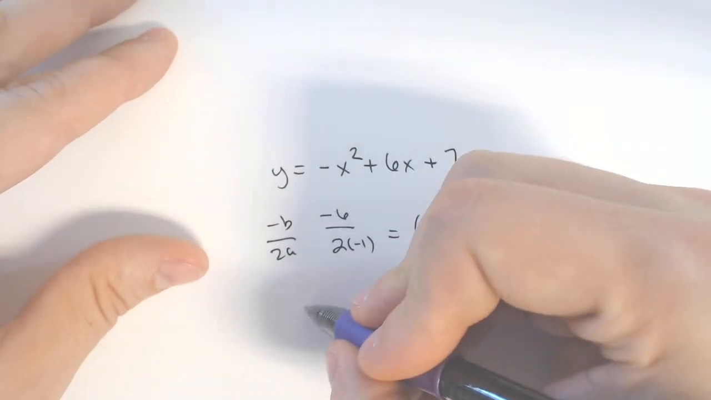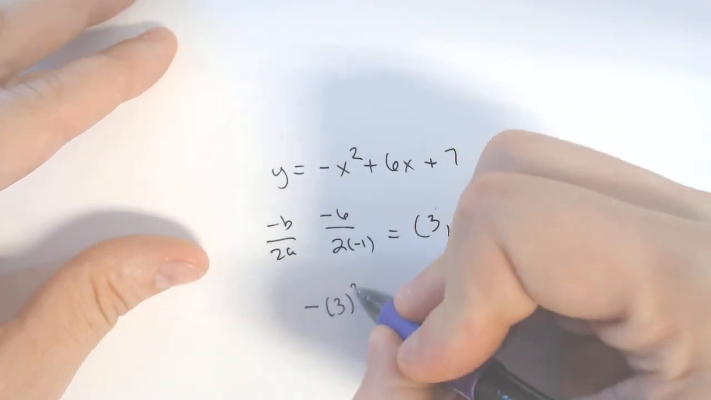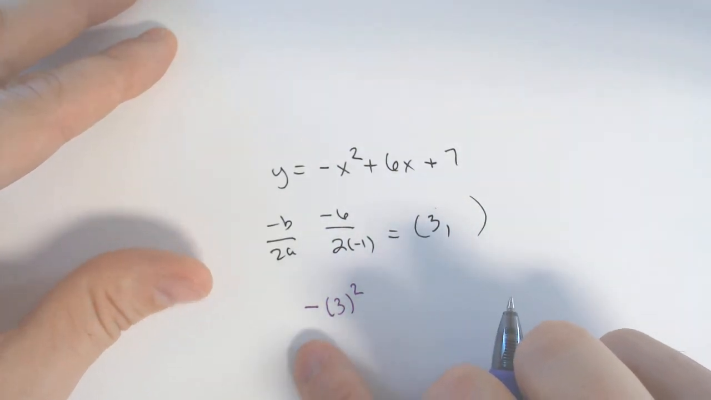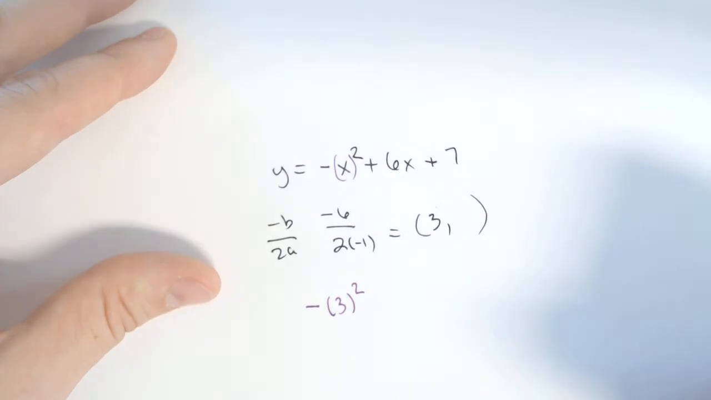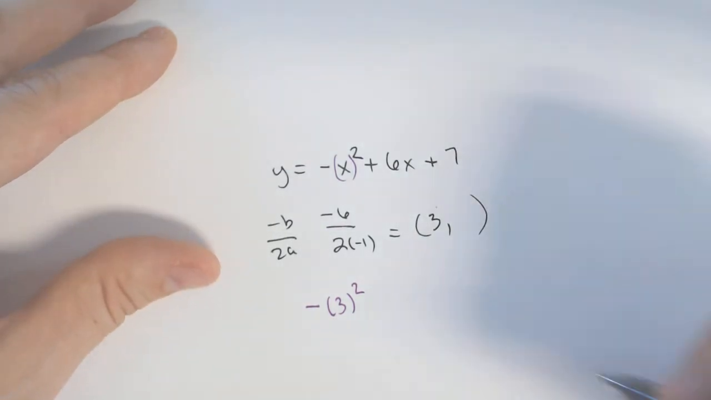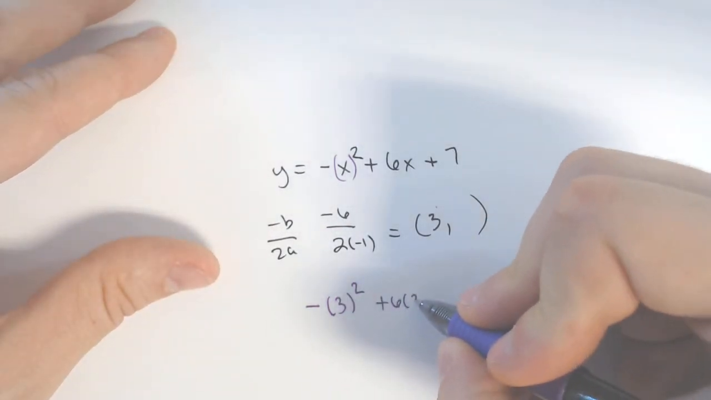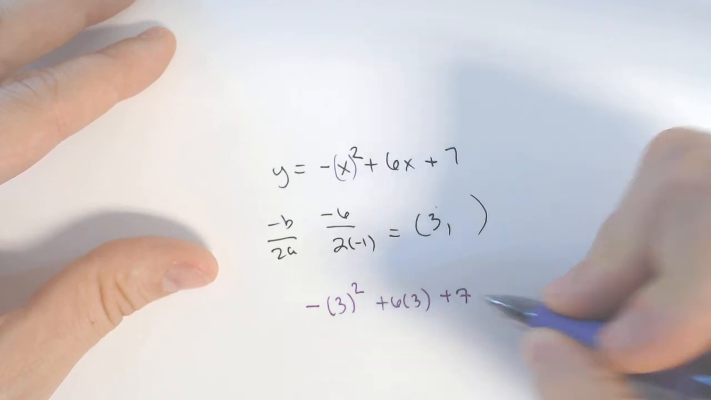Plug in the 3. Negative 3 squared. Notice how the negative is on the outside of the parentheses. I'm not plugging in a negative 3. It's being plugged in for that x. Plus 6 times 3, plus 7.